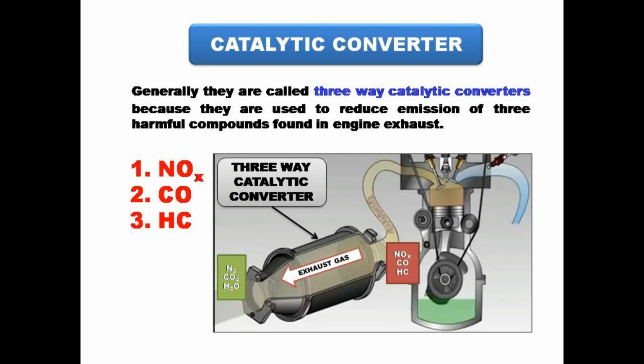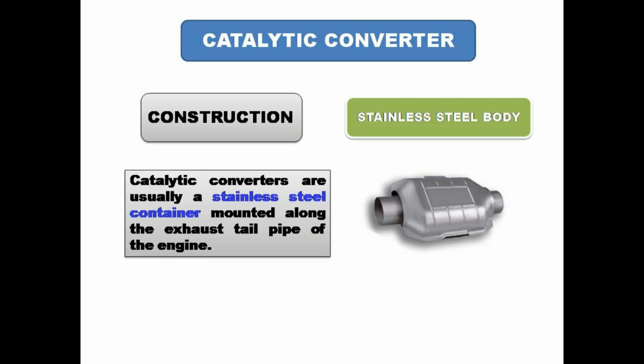Generally, they are called three-way catalytic converters because they are used to reduce emission of three harmful compounds found in engine exhaust: CO, carbon monoxide, a poisonous gas; HC, unburnt hydrocarbon, a cause of smog and acid rain; NOx, oxides of nitrogen, a cause of smog.